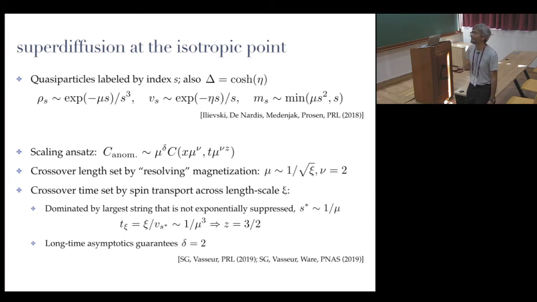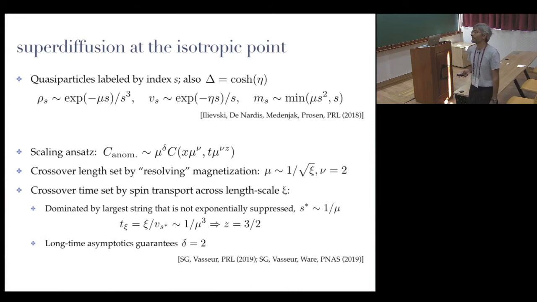And when you plug that in, you realize that the time it takes to move across the correlation length is the distance over velocity. The velocity is mu. The distance is 1 over mu squared. And so what you get immediately out of this is that the time goes as 1 over mu cubed, and this gives you that the exponent z is 3/2. So this is, as far as you know, the simplest argument from the quasi-particle picture for why you get the exponent 3/2.